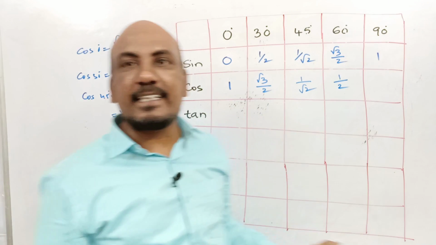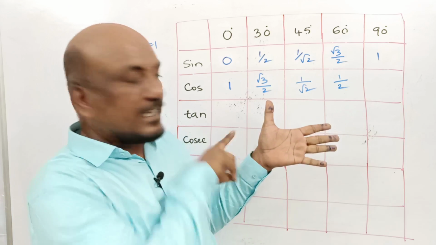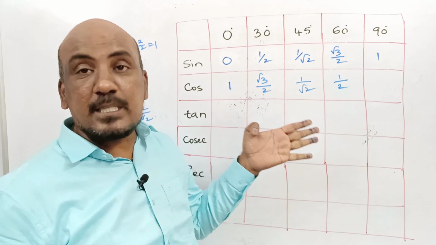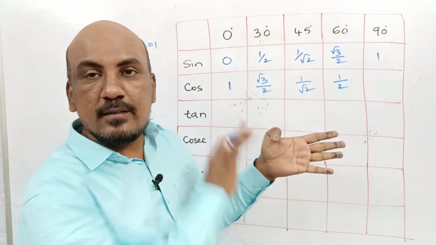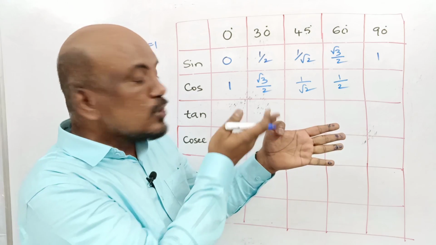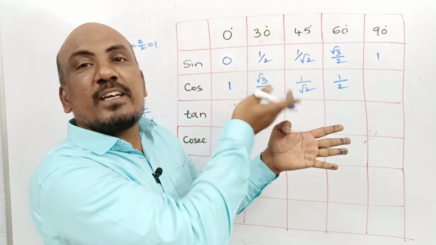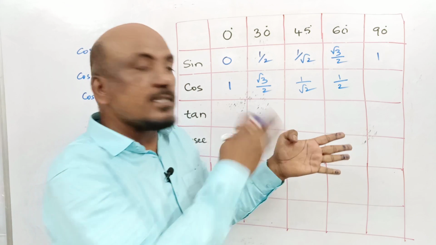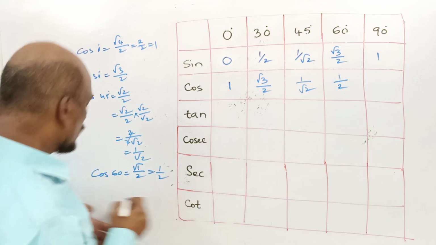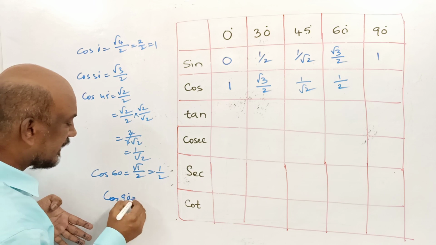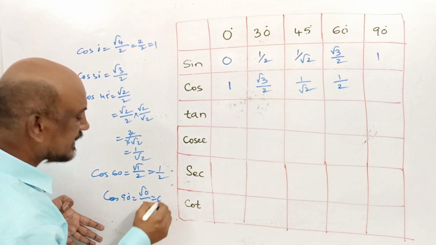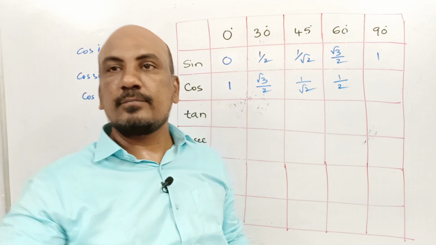What about cos 90 then? Cos 90. So 90 you close first. Cos means above, right? Sin means below and cos is above. So above this, how many fingers are left? There are no fingers. So it can be taken as 0. So cos 90 is going to be under root of 0 by 2, which is nothing but 0.